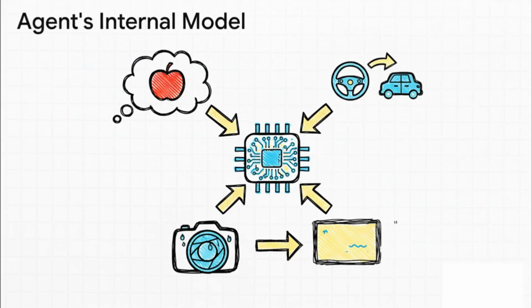So how does it do this? Well, it has a few key components. First, it has its internal state. That's its memory, its picture of the world. Then it has a transition model, which is just a fancy way of saying it understands cause and effect.